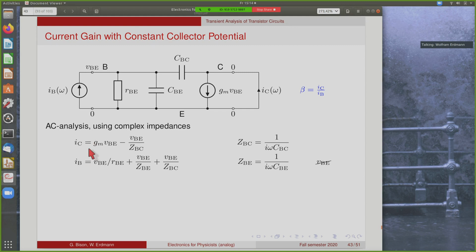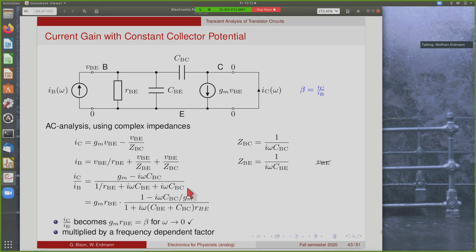So we want to know the ratio of the two, and we notice that all terms are proportional to VBE, so we can cancel it immediately, which leaves us with the collector current over the base current being this expression here. So we have Gm minus i omega CBC from this term here, and there we have 1 over RBE plus i omega times CBC plus CBE, so the sum of the two capacitances.